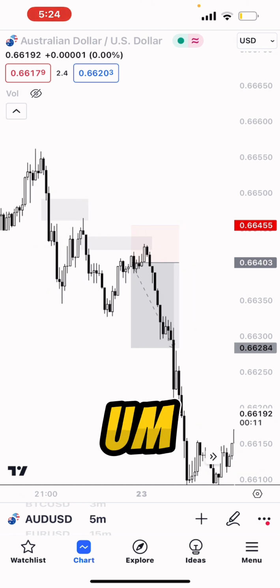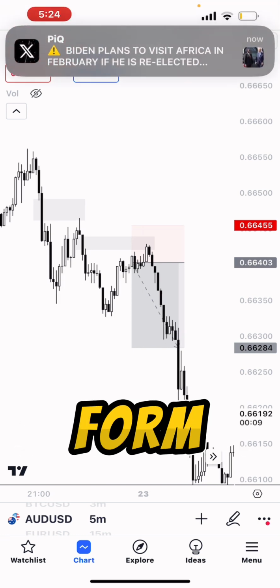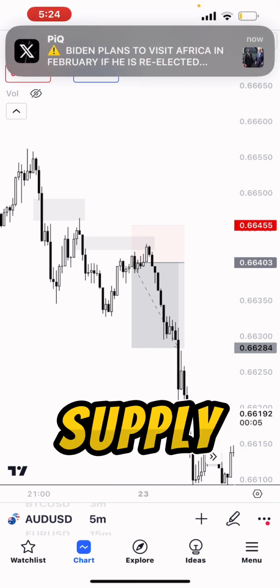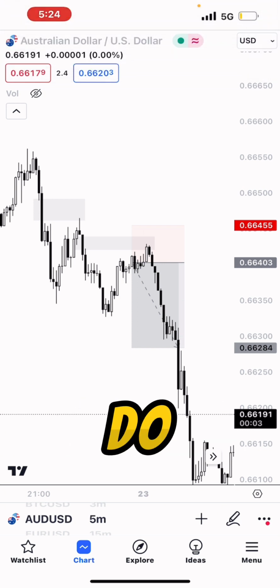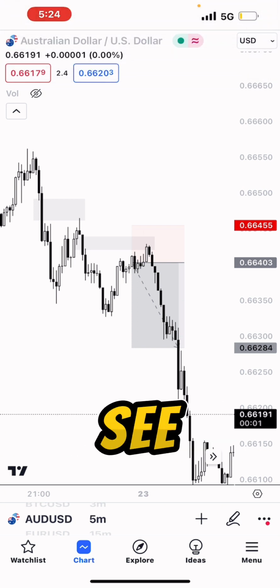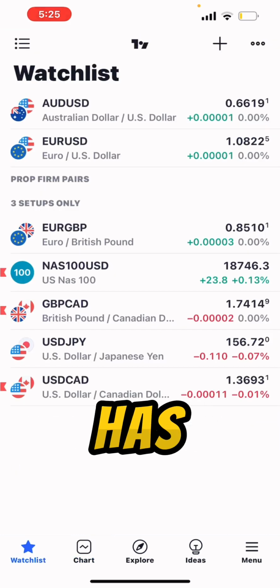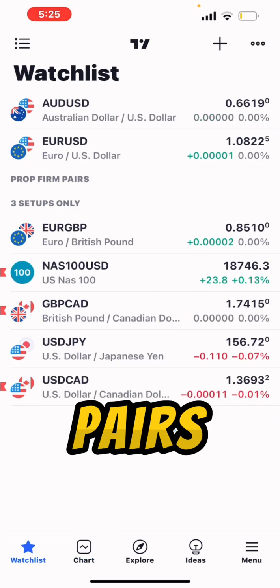And so basically these are a form of supply and demand in the market, buying and selling, sell off, buy off, demand, supply. And what I do first to enter a trade is I see the trend of what I'm trading. So if I'm trading Australian US dollar, I have to understand that each pair has different rules because these pairs function differently.